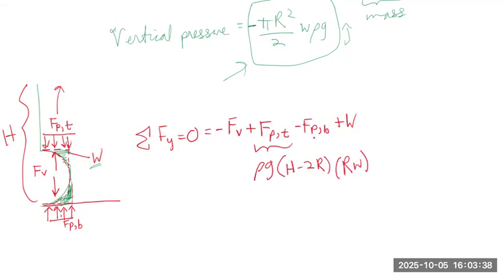And FPB is equal to rho gH times RW. Because at the bottom, the distance from the bottom of the control volume to the top is H. And the horizontal projection of the area is also RW.